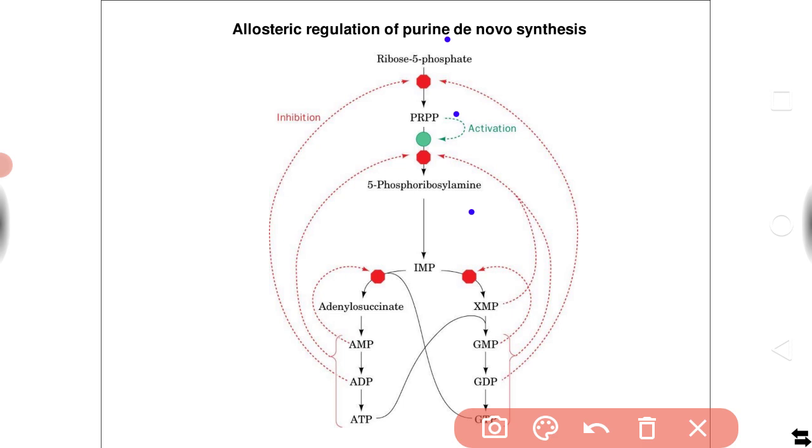Now the next site of regulation is conversion of IMP to AMP and conversion of IMP to GMP. So the conversion of IMP to AMP is inhibited by AMP, and the conversion of IMP to GMP is inhibited by GMP.